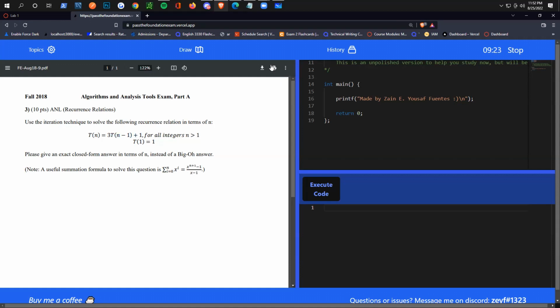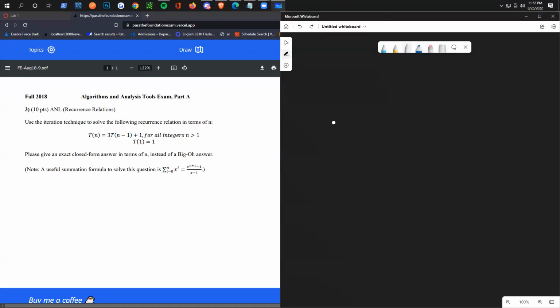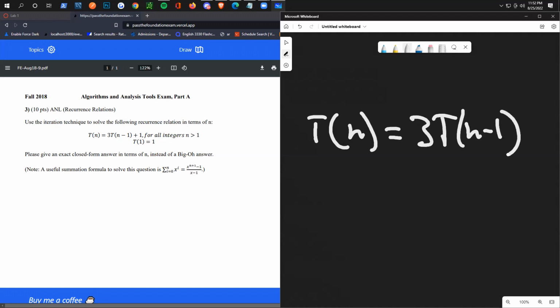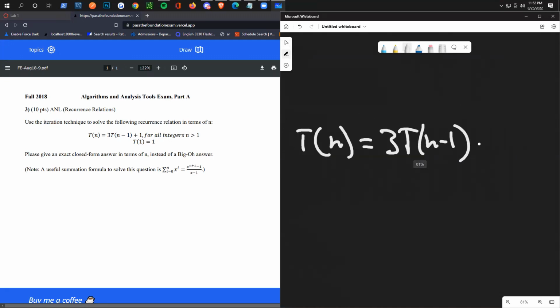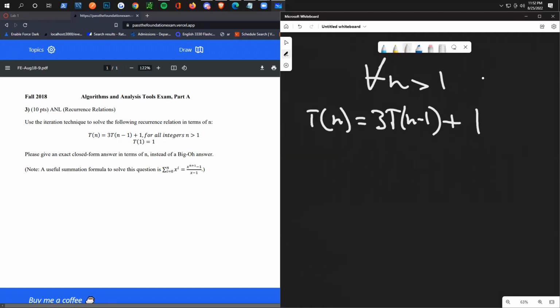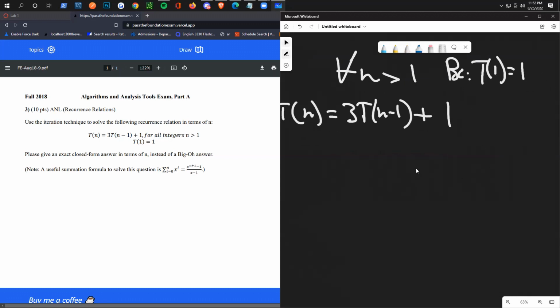So let's just start it off. T of n equals 3t of n minus 1, and we have our plus 1 for all n greater than 1, and we have our base case, t of 1 equals 1. Okay.